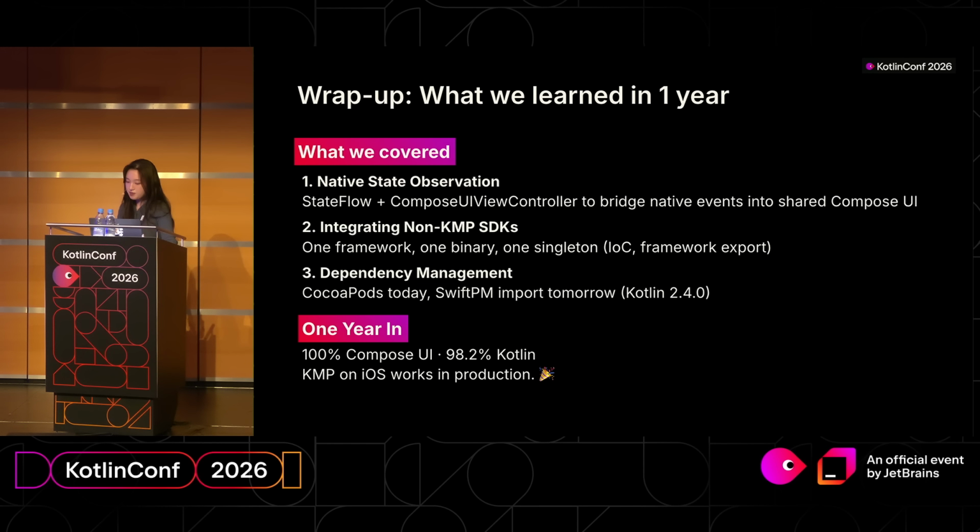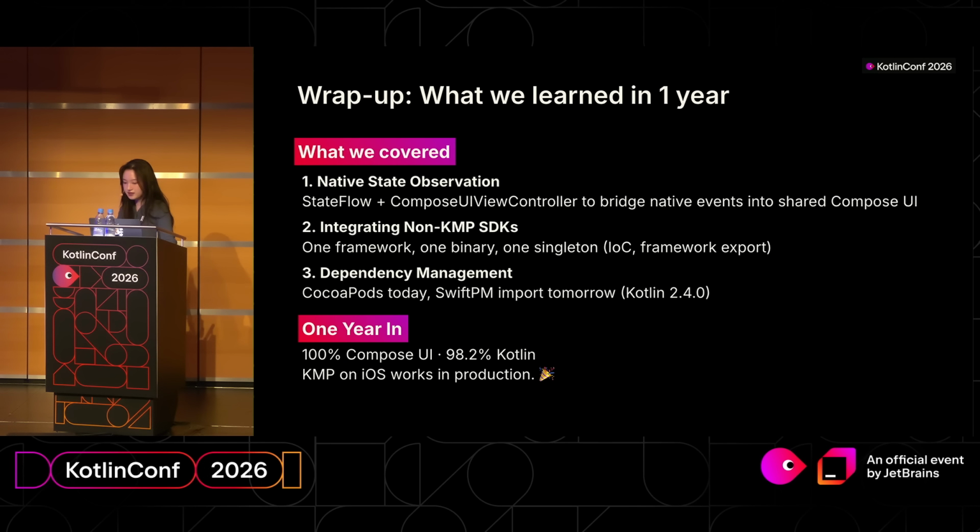Second, non-KMP SDKs, the hardest lesson of the year. A Kotlin object is a singleton per compiled binary, not per process. 2 frameworks, 2 singletons, and a delegate that silently disappears. The fix is to export the shared module to both sides, so both sides point to one copy. Third is dependency management. CocoaPods is what we run in production today, but SwiftPM import is the direction things are going. Promising, but still experimental as of today.